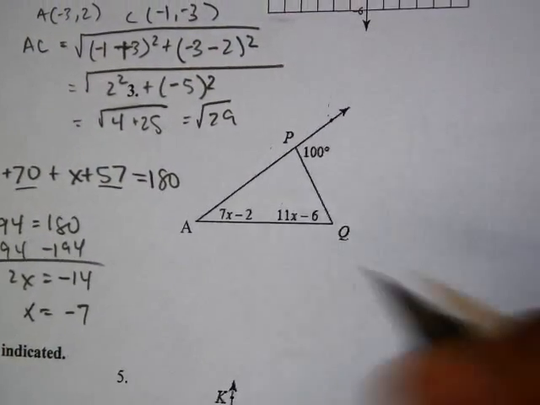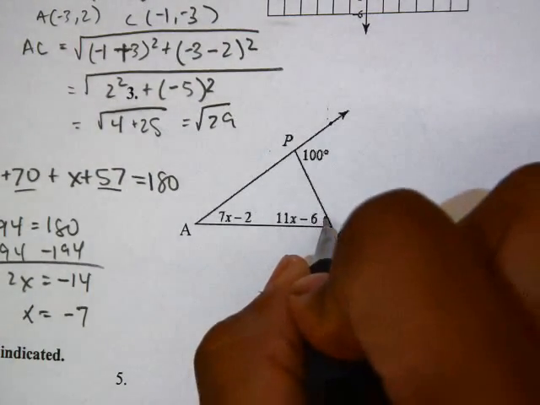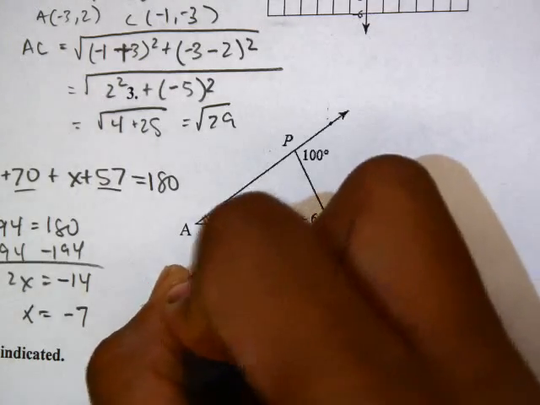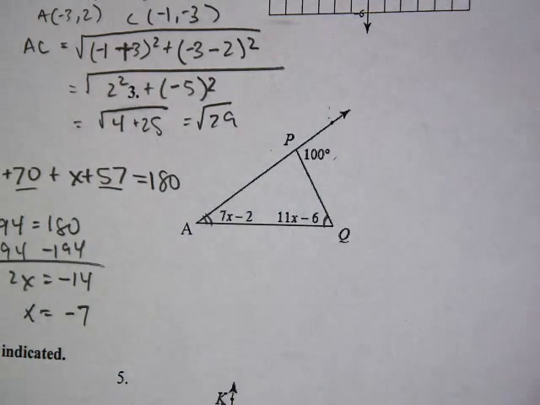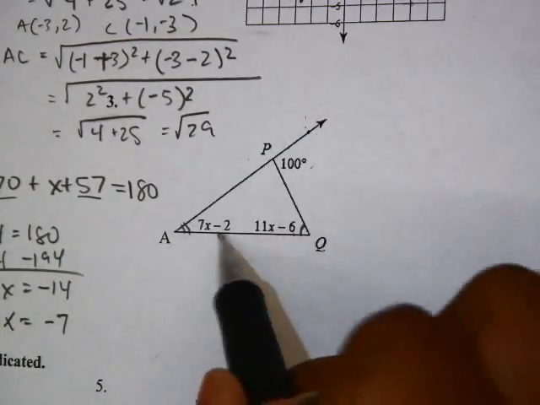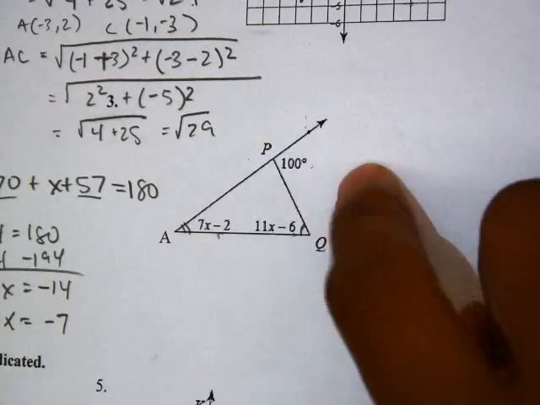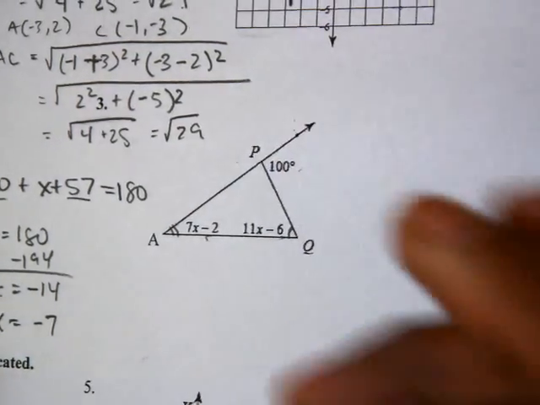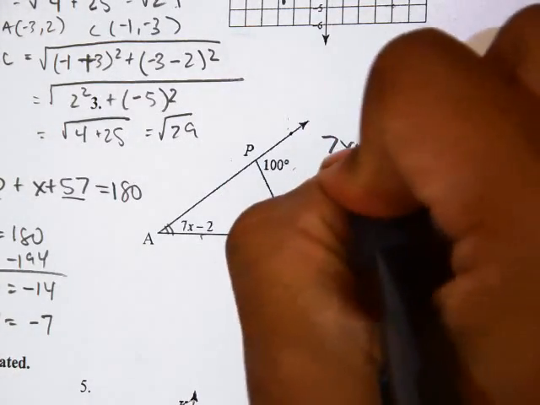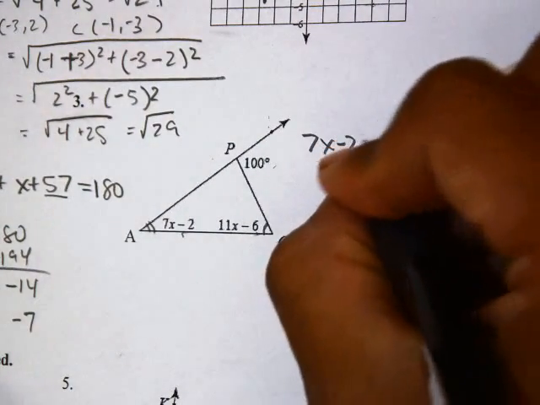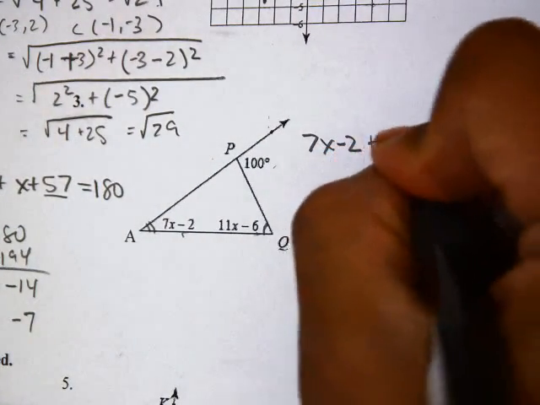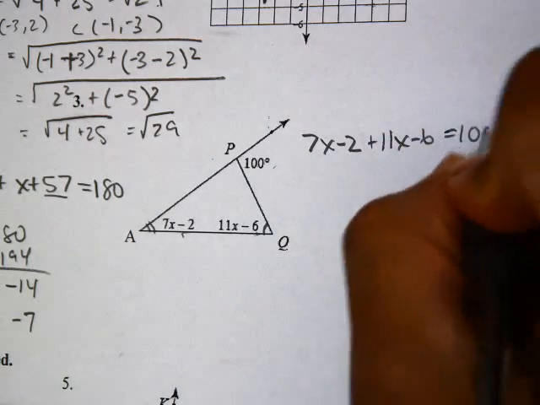On number 3, I have these two interior angles and an exterior angle out here. I should remember that the two interior angles should sum up to equal the exterior angle on the outside. So 7x minus 2 plus 11x minus 6 should equal 100.